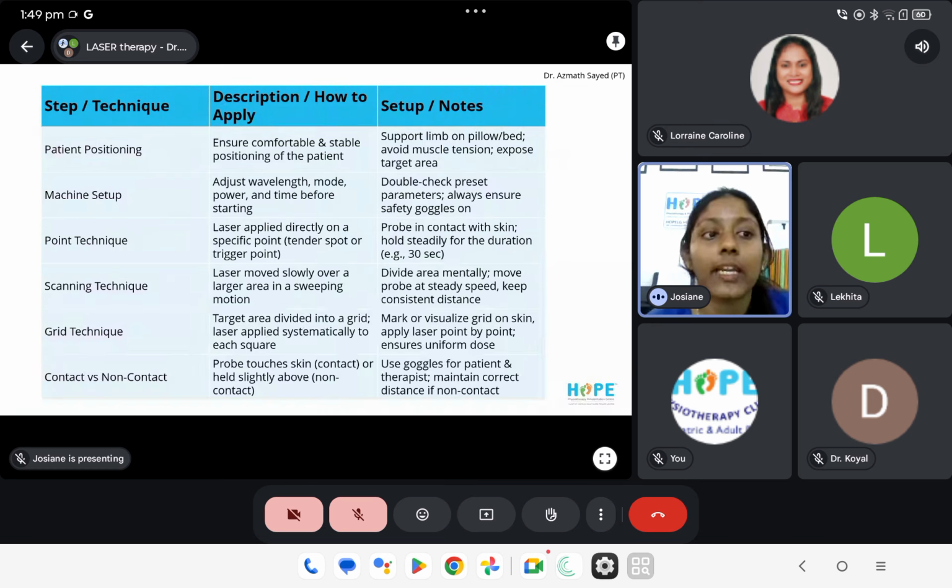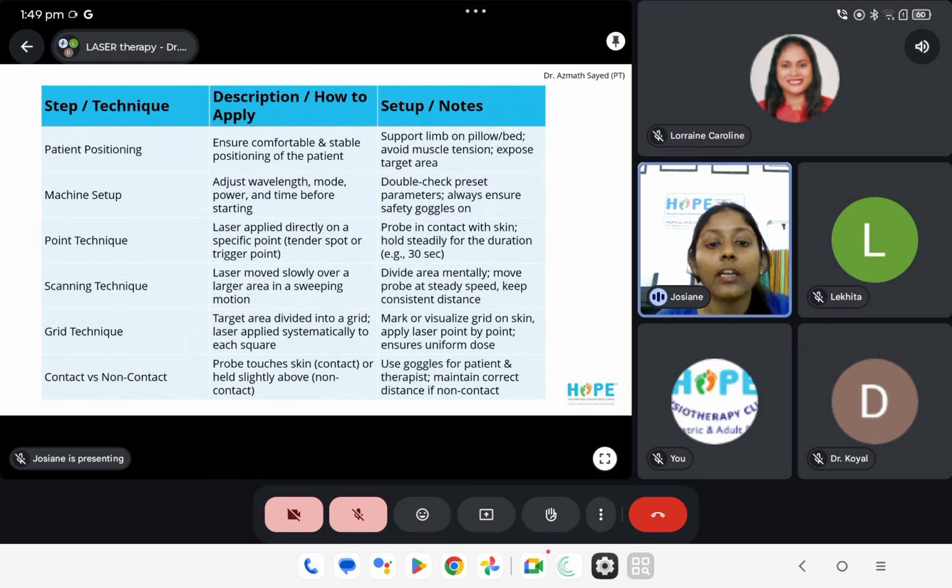How do we apply it? There are various techniques which we use in laser. First, we ensure a comfortable and stable position of the patient. Then for the machine setup, we adjust the wavelength, mode, power and time before starting. There are four types of techniques. The first one is the point technique, where the laser is directly applied on a specific point, the tender spot or the trigger point. Here the probe is in direct contact with the skin and you have to hold it steadily for around 30 seconds.